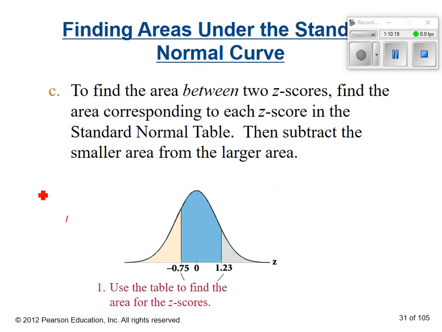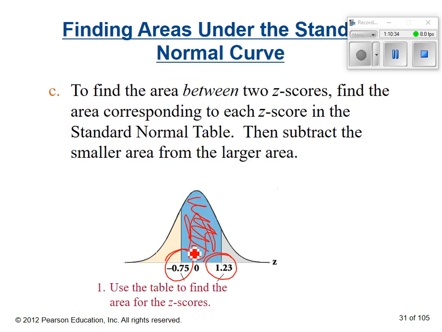So all you would have to do, if we go back to that calculator, is punch in this number, and this number with a comma in between, with that normal CDF, and it'll tell you that area.